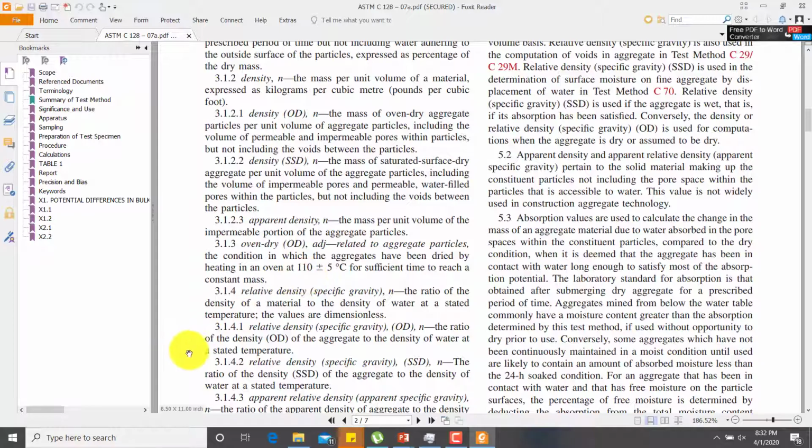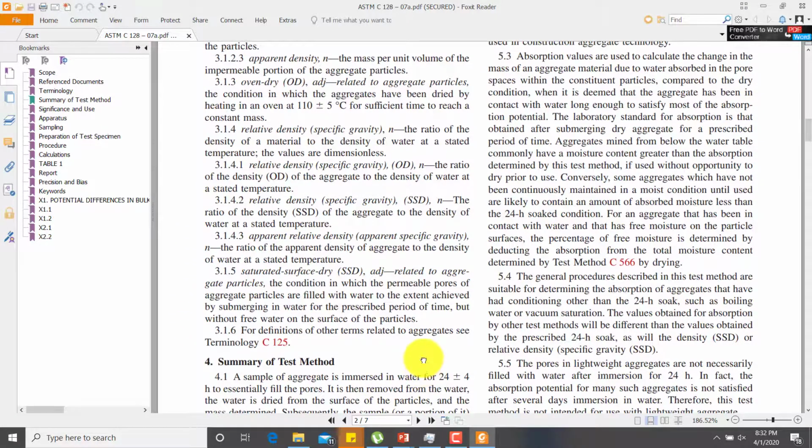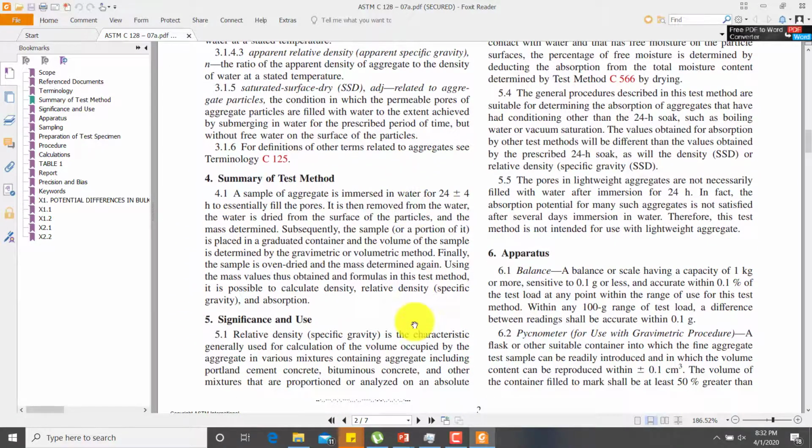So you must have an idea about all these definitions before you conduct this test. The summary is basically you first have to immerse the sample in water for 24 hours. Then you remove the sample and try to convert it into SSD form.